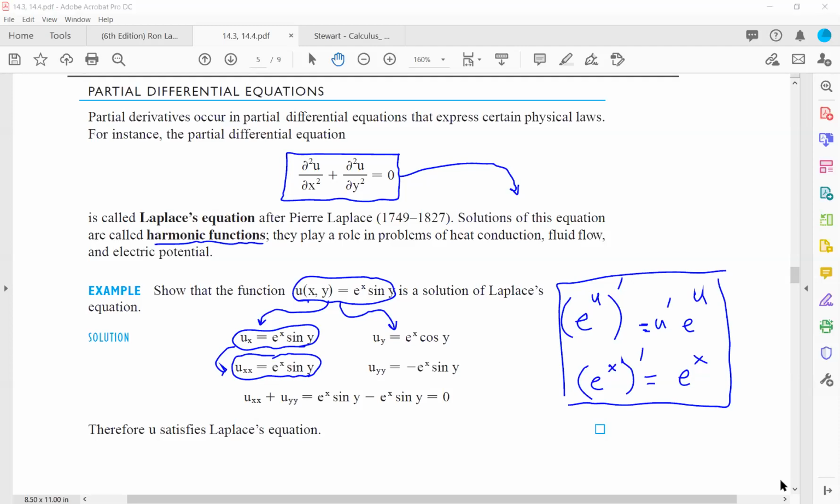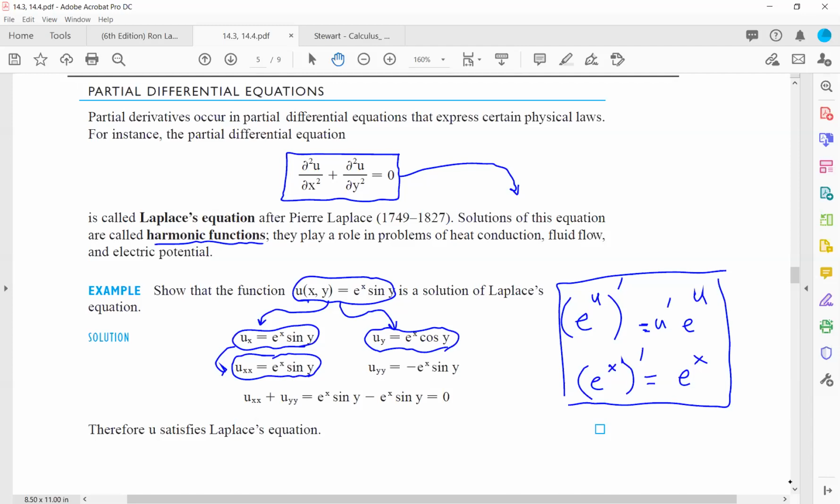Now the derivative of the function with respect to y. E to the x has no y in it, so you can just copy down e to the x. The derivative of sine y with respect to y is cosine y. The first partial derivative of the function with respect to y.